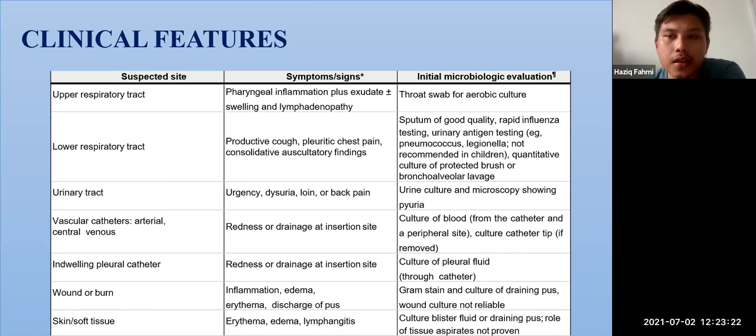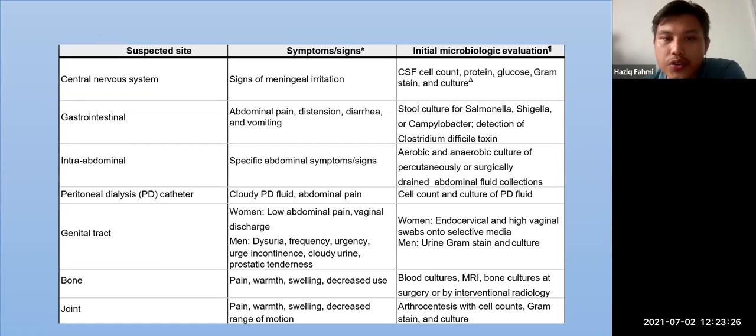Next. So continue with the central nervous system. It includes signs of meningeal irritation. GI infection includes abdominal pain, distension, diarrhea, and vomiting. Intra-abdominal infection presents with specific abdominal symptoms or signs. Peritoneal dialysis catheter infection includes cloudy peritoneal dialysis fluid or abdominal pain.